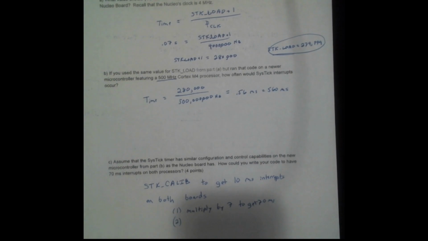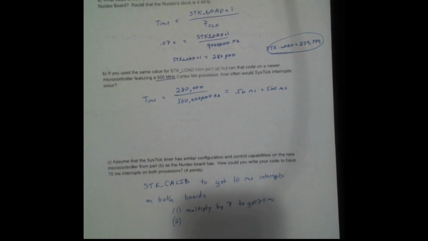Or if we were concerned about potentially not being able to fit that in a single STK load, we do have to remember that STK load is a 24-bit value, and that may have complications if the value we're trying to put in there, if that multiplied by 7, is larger than a 24-bit value. The other option would be to handle 7 SysTick interrupts. And both of those would get us to the point that we could have this 10 millisecond interval, which is what we get from STK calib, and that would get us 70 milliseconds. So that's it for question 3.